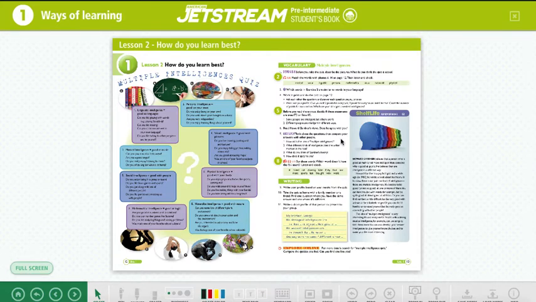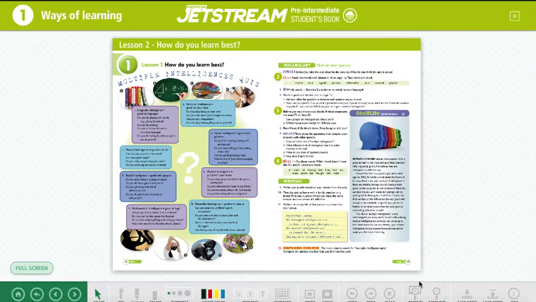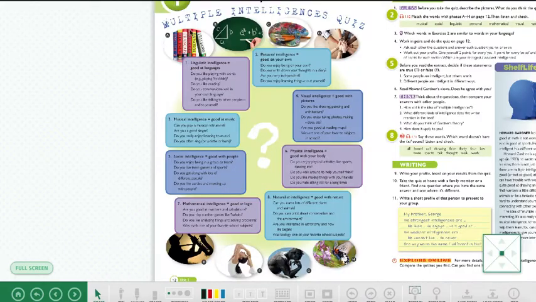Let's continue with lesson number 2. This is going to be a little bit easier because if you notice, we don't have grammar focus here, so it is going to be faster to do. Okay, let's focus on the title of the lesson: How do you learn best? Because the main topic in this lesson is going to be about the multiple intelligences.